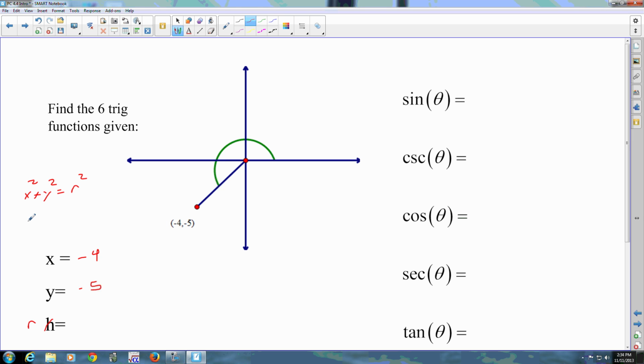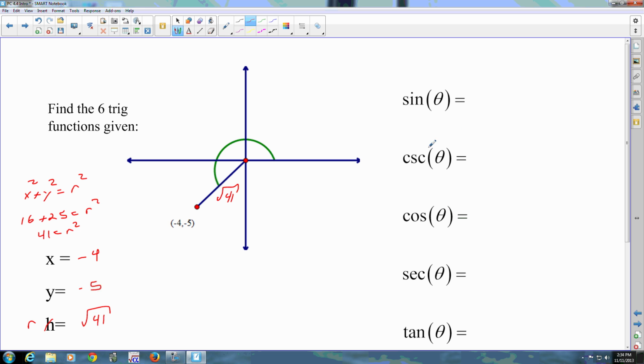So that would be 16 plus 25 is r squared. So what's that? 41. So this would be the square root of 41. Now, typically when you take that square root, it's going to go plus and minus, right? But it's a radius. It's not going to be plus or minus. It's strictly plus. So square root of 41.